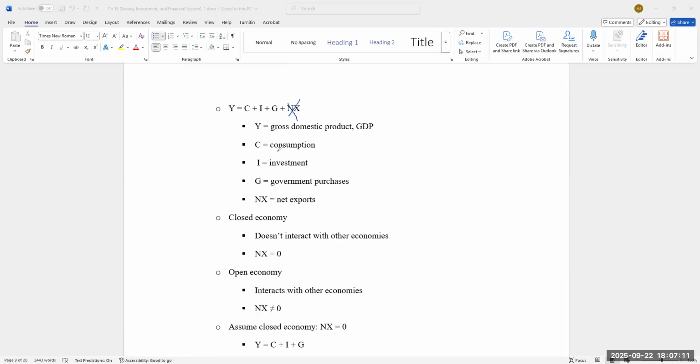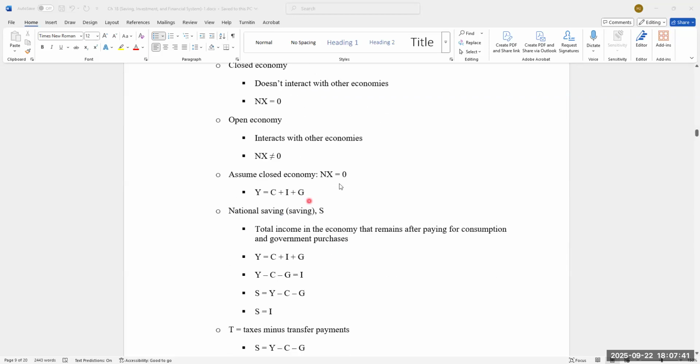This is zero. So in a closed economy, we only have this, because we don't interact with other countries around the world. In an open economy, this is not zero. Net exports is not zero. That's what it says here. Closed economy, open economy, that's the only difference. Let's move on.